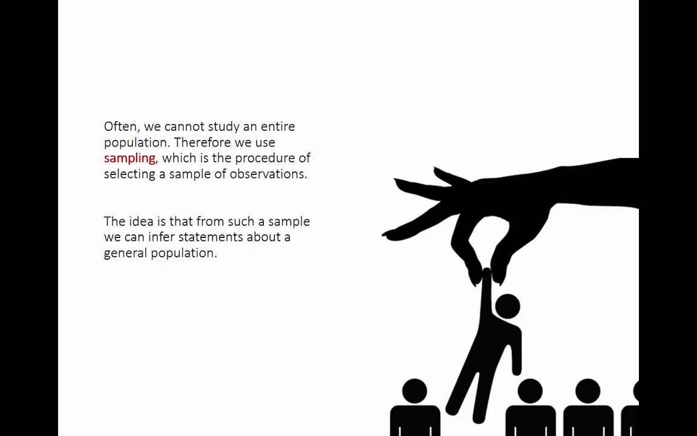Right? And as you see, there are problems, because it depends on who I pick. Who do I pick? What are the answers that I get? Is this representative? Can I really draw conclusions about the general population from that? And that's where these different sampling strategies come into play.